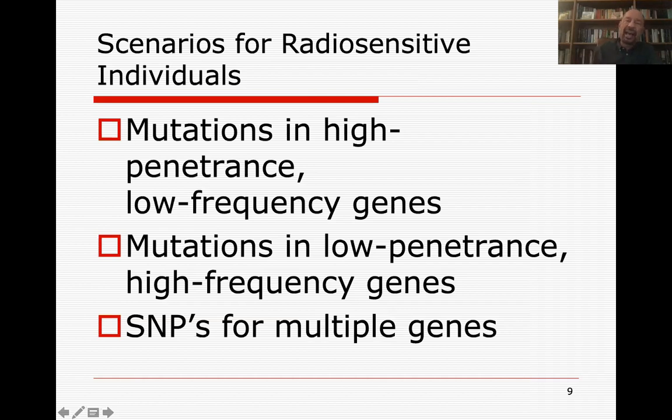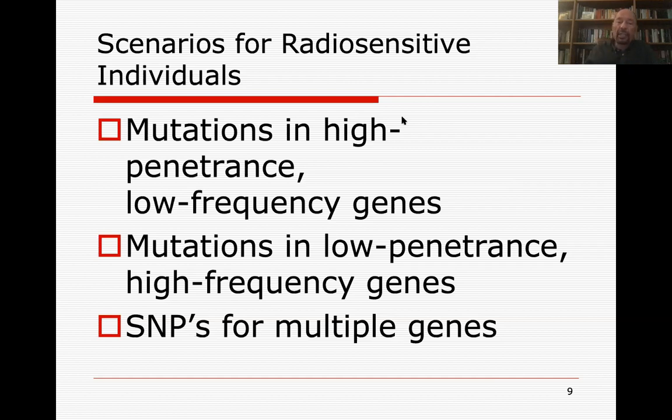How can we have radiosensitive or radioresistant individuals? Let's say generally there are three categories. You can have mutations in the so-called high penetrance, low frequency genes, mutations in low penetrance, high frequency genes, and SNPs. SNP is single nucleotide polymorphism. So when you have mutation at the level of the single nucleotide, we generally do not have clear phenotypic effects. So you cannot tell that there is a given mutation in that individual. SNPs are very common among the different individuals, but these SNPs are those that can then play a role in radiosensitivity.